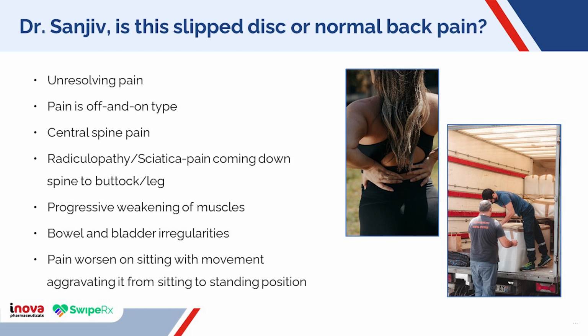A lot of patients will come to you and ask, is this a slipped disc or just normal back pain? The signs and symptoms that a patient has a slipped disc are the ones put up here. Unresolving pain that gets worse, with more leg pain than low back pain. There is also pain that comes down to the buttock, like sciatica. There is progressive weakening of muscles, and bowel and bladder irregularities. These are signs and symptoms that this is not normal back pain, and this needs to be investigated. Next slide.